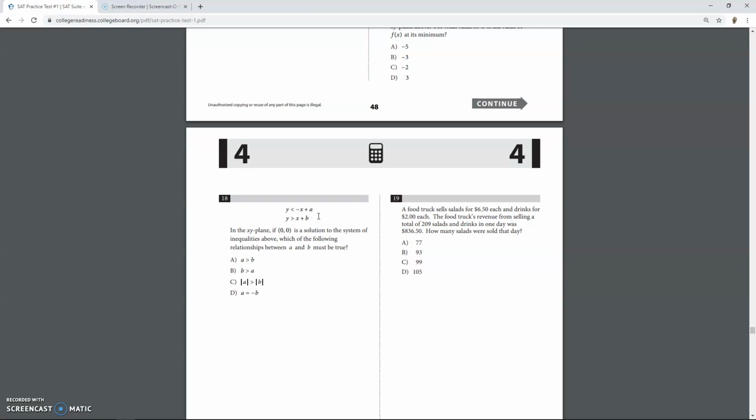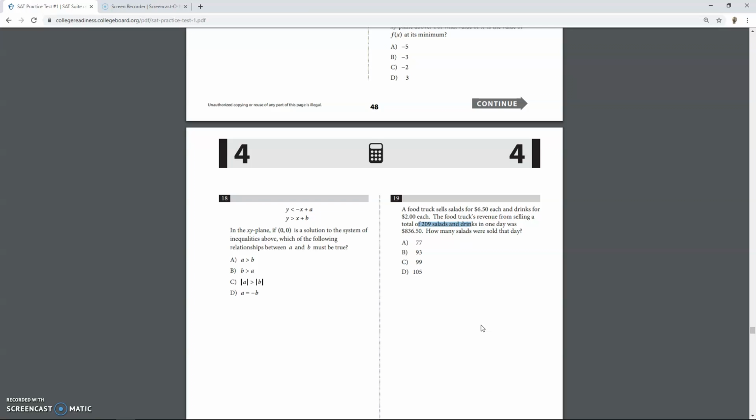For question 19, it asked how many salads were sold on the day where salads are $6.5 each and drinks are $2 each. And we know the total number of salads and drinks is 209. So for the 209 things that are sold, we assume all of them are drinks. That will give us $418.